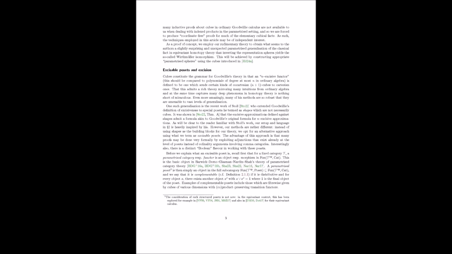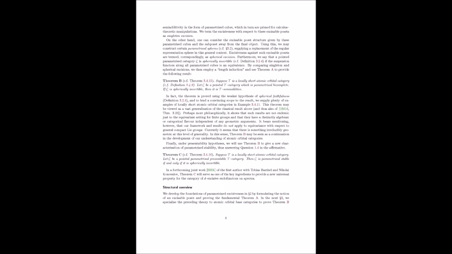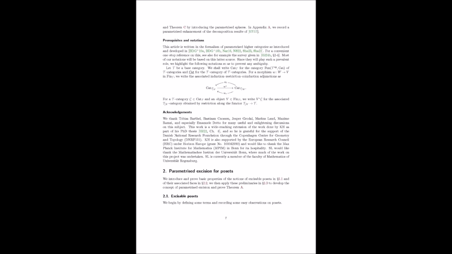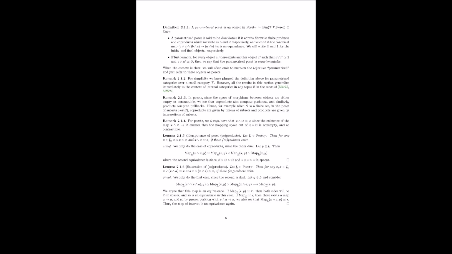Exactly. And for Theorem B to work, this T needs to be what they call a locally short atomic orbital category. I have to admit, some of those words are a little intimidating. Let's break them down a bit. Atomic means that the category has a kind of simplicity to its structure. Its morphisms can't be broken down any further. Orbital refers to a specific property related to pullbacks, which are another important construction in category theory. And locally short means that the category doesn't have infinitely long chains of morphisms within its slices.